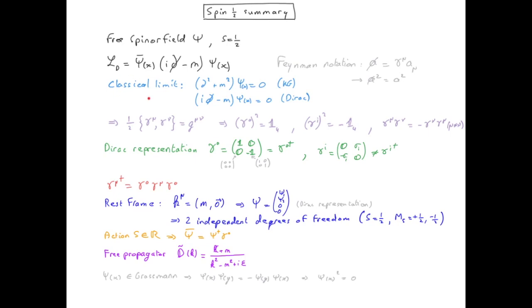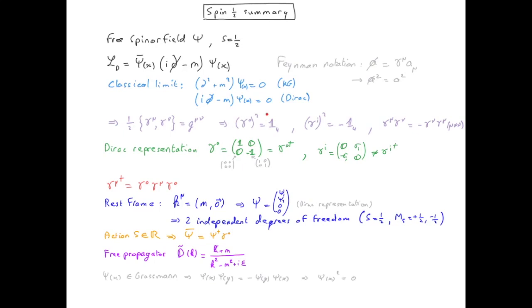We took the classical limit and we got the Dirac equation. And in order for the field psi to also be a solution of the Klein-Gordon equation, that imposes a relationship between the gammas, which have to be matrices, and their anticommutator should be proportional to the metric. That enforces them to be 4x4 matrices at least.